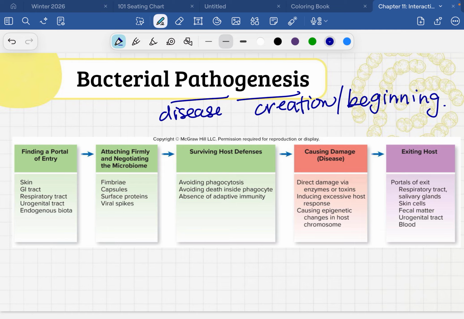So we're going to talk about, there are 5 stages of pathogenesis. We're going to talk about all 5 in detail, but this is the 5 laid out. Most of this is pretty intuitive. Again, the first step is finding a host. The second one is attaching to it. The third one is getting into the host. The fourth one is causing damage. And the fifth one is leaving. Okay, so it's pretty intuitive and self-explanatory, but we are going to talk about each one individually.